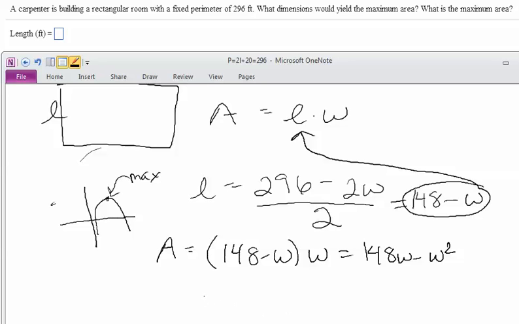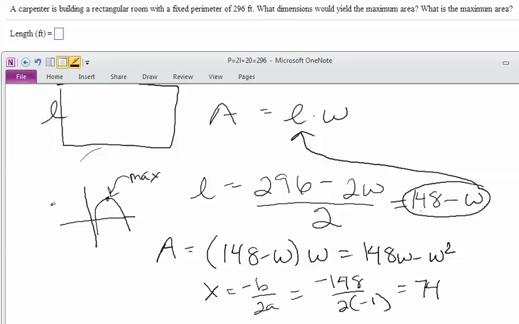And so we have a formula to find the vertex. It's x equals -b over 2 times a. And so here our b is the coefficient in front of just the linear term, just the W. So that's going to be -148 divided by 2 times a, and a is -1, so 2 times -1. So you're going to get 74, right? Because that's 74, yeah. So that is the maximum dimension.